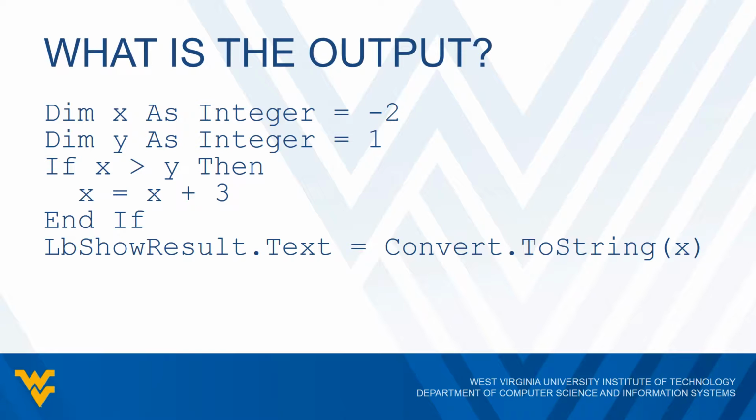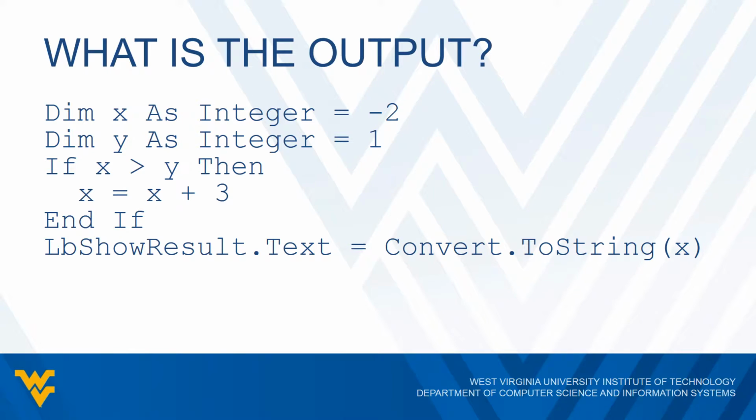So in this example, we have two integers, x and y. X is -2 and y is 1. We're doing some comparisons with our if-then statement, and then we'll do something with x if it's true. And then we're going to convert x to a string and store that into a label. So your task is to determine what is going to be the output of this, or at least what's going to be stored in that label.